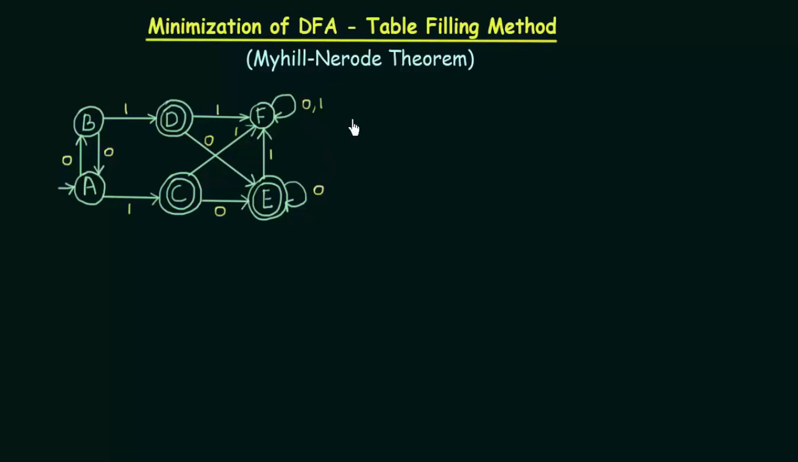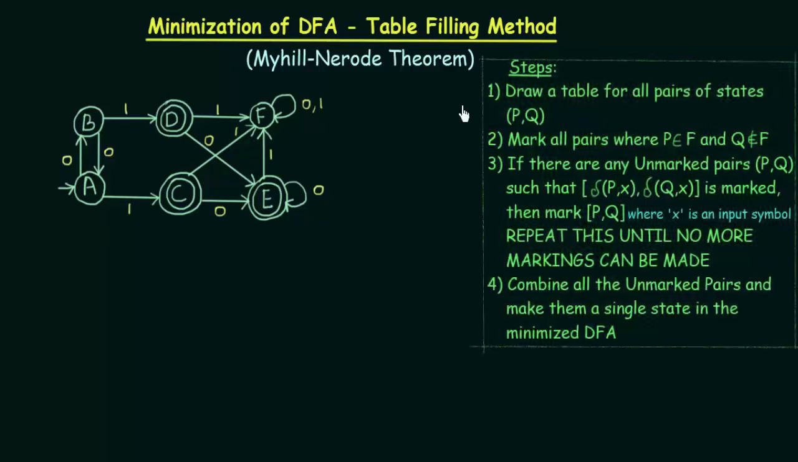Before we start off, let us try to understand the steps involved in this process. These are the steps involved in our table filling method. First step is to draw a table for all pairs of states PQ. So we'll draw a table and we will make pairs of states. How do we make pairs of states? We will make pairs of every state with every other state, and we will obtain the pairs of states.